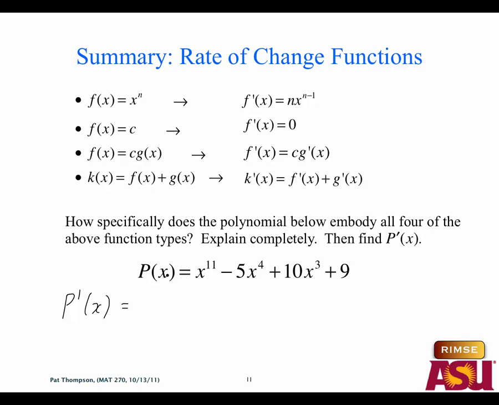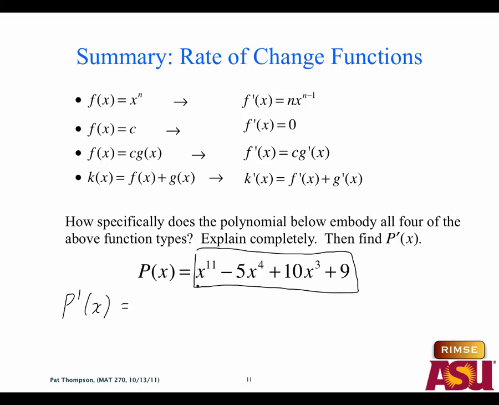So, what's the rate of change of x to the 11th? Oh, first of all, what's the overall structure of this? Is it 1, 2, 3, or 4? 4. The overall structure is we have a sum of many functions. So the first thing we say is it's going to be the rate of change of the first one minus the rate of change of the second one, plus the rate of change of the third, plus the rate of change of the fourth. That's the first thing we do: look at the overall structure, and we would be applying that fourth rule.